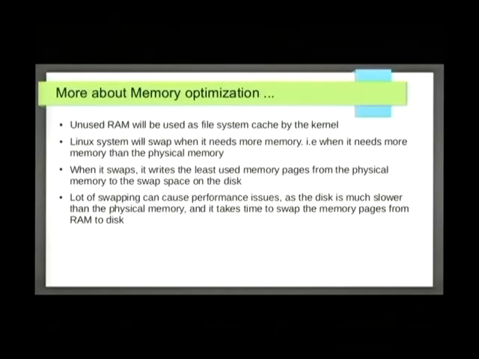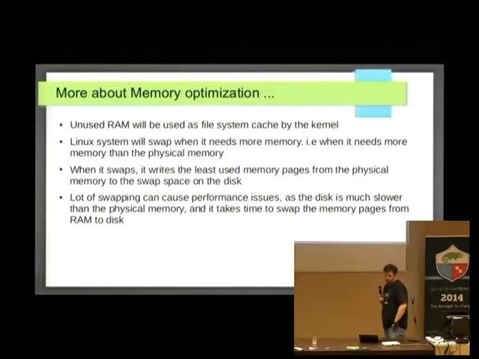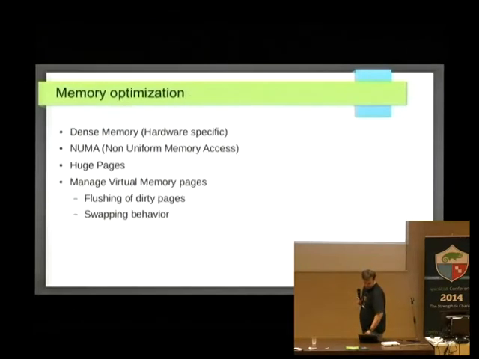Unused memory will be used as file system cache by the kernel. Linux system will swap when it needs more memory than the physical memory it has. When it swaps, it writes the least used memory pages from the physical memory to the swap space on the disk, but this is slow. A lot of swapping can cause performance issues, as the disk is much slower than the physical memory, and it takes time to swap the memory pages from memory to disk.